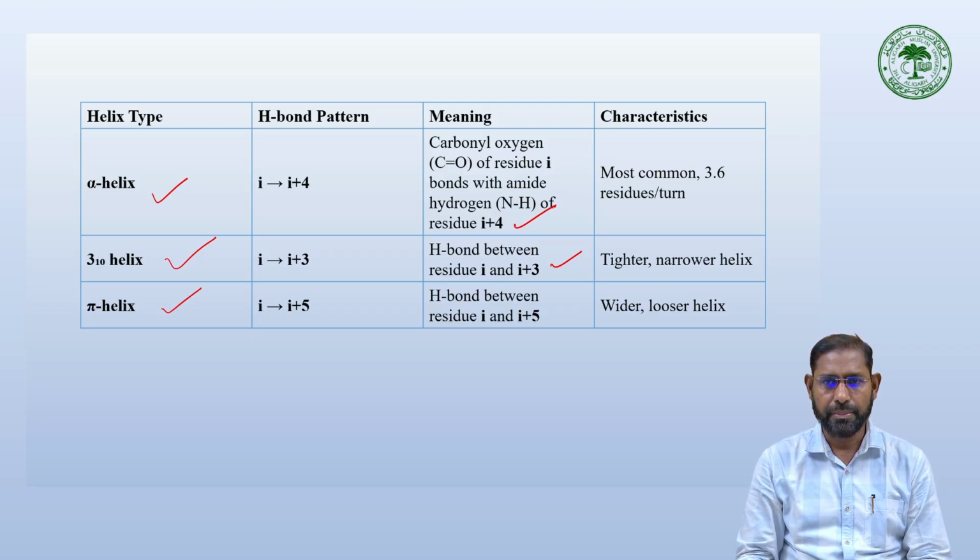The alpha helix is the most common one, with 3.6 residues per turn. The 3-10 helix is tighter and narrow in nature. The pi helix is wider and looser, because i plus 5 is bonding at the fifth hydrogen position.